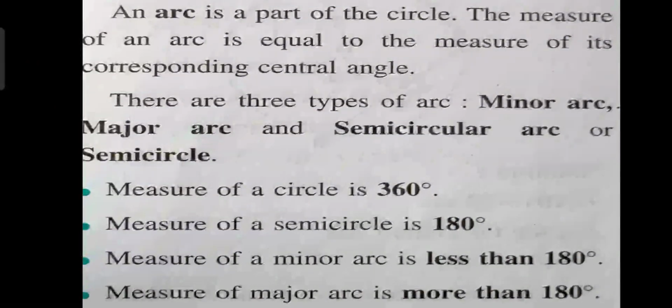So let's see the measures. The measurement of a circle, as we know, students, is 360 degrees. The measurement of a semicircle is half of the circle, so that is 180 degrees. The measure of a minor arc is less than 180 degrees. Any arc which is less than 180 degrees is known as the minor arc. And the measure of a major arc is more than 180 degrees. Any arc whose measurement is more than 180 degrees is said to be the major arc.